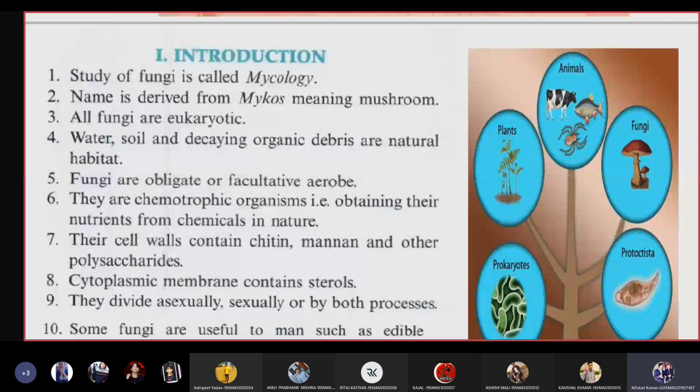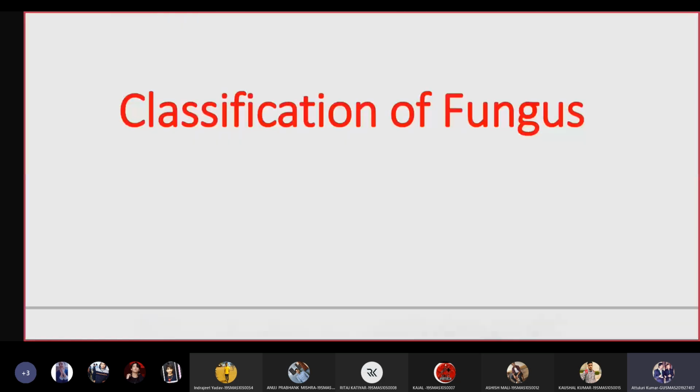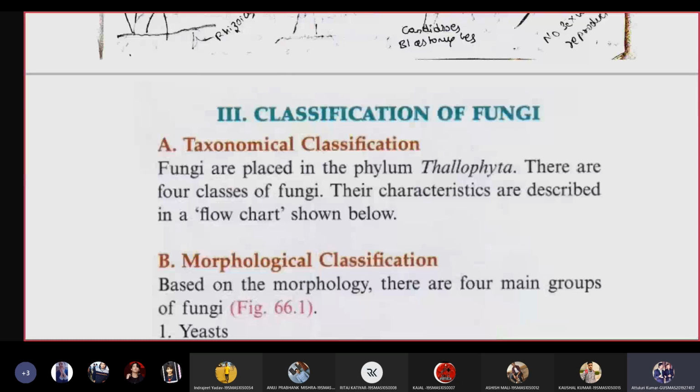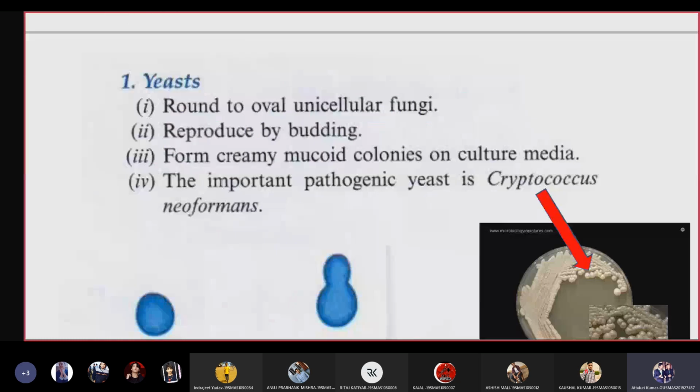So we discussed the introduction to mycology, then the classification of fungi, both taxonomical and morphological. Taxonomically, the fungi belong to the phylum Thallophyta, and we have four classes: Zygomycota, Ascomycota, Basidiomycota, and imperfect fungi. Then we discussed morphological classification and a few terms like hyphae, mycelium, conidium, mold, and yeast-like fungi, mold, and dimorphic fungi.